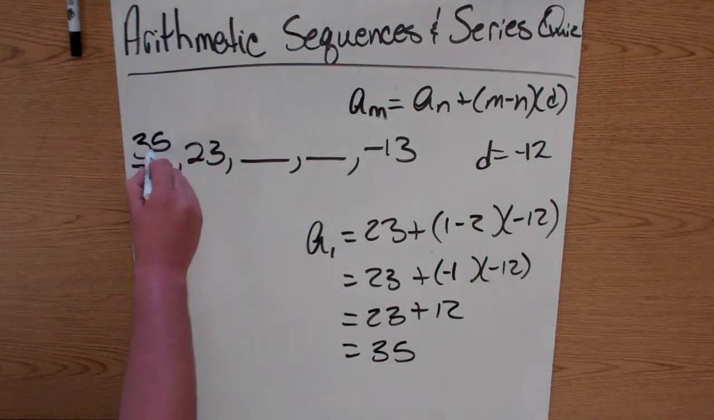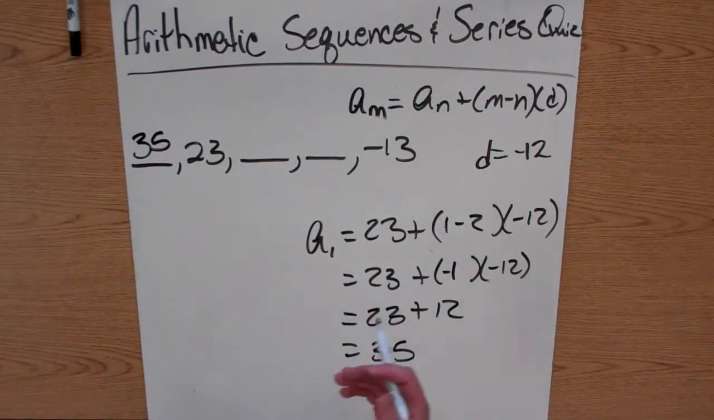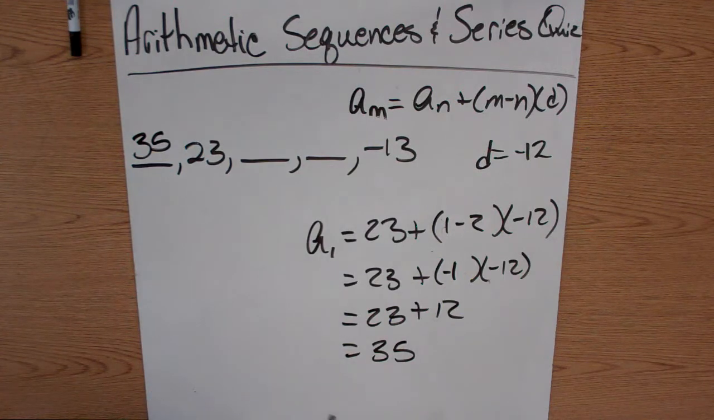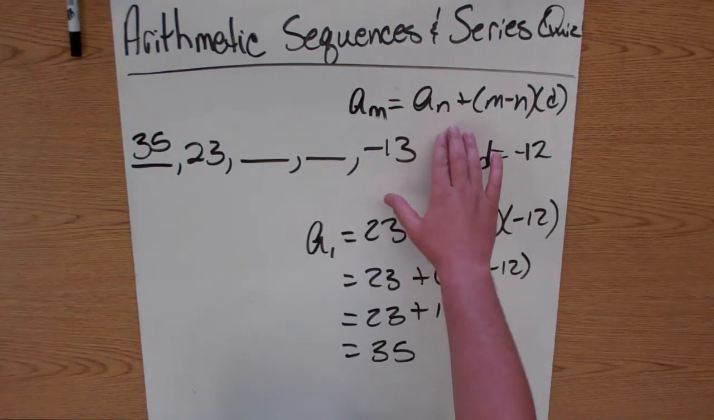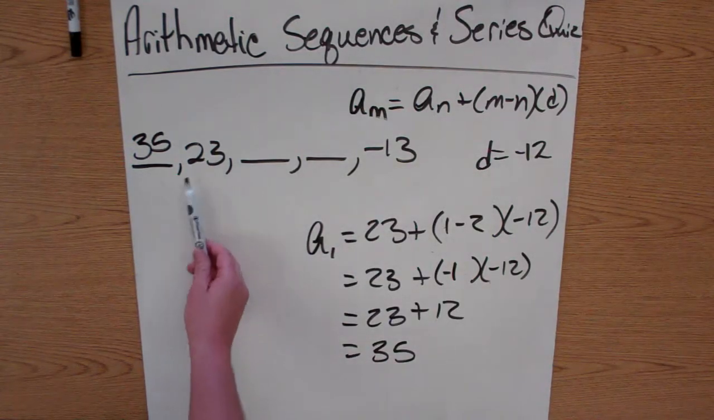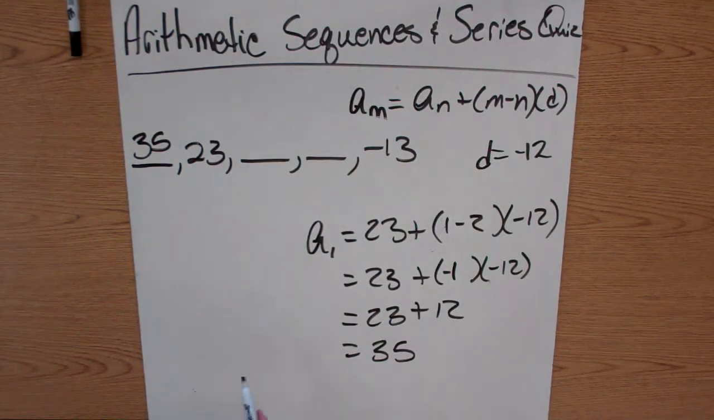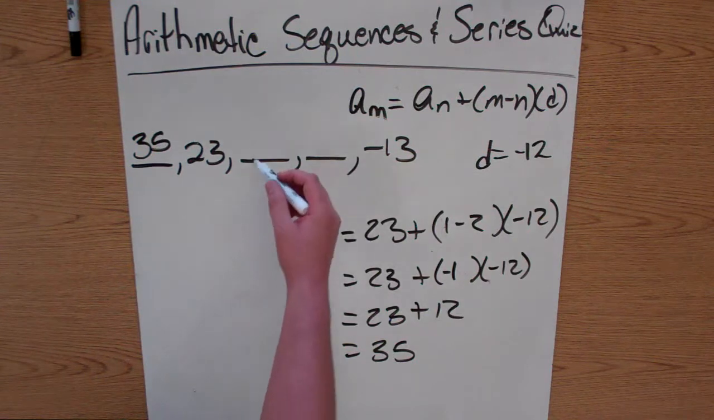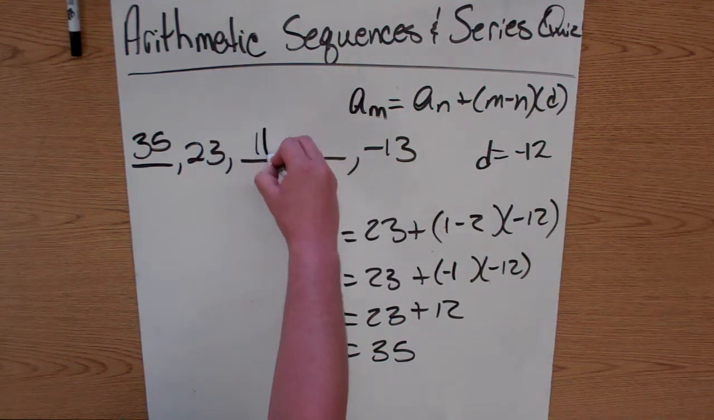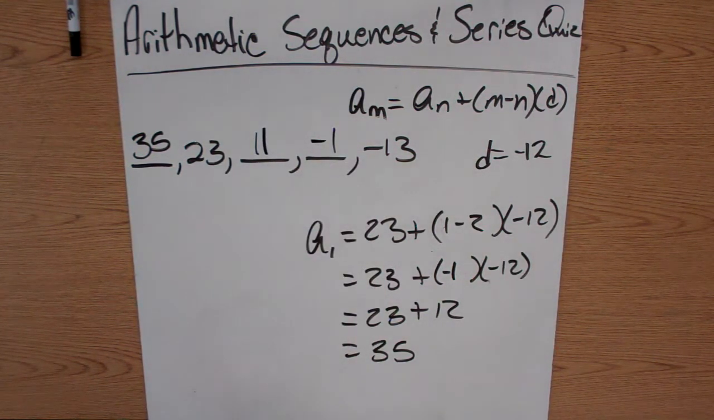The reason I did it this way is because it might not be nice. You might have other terms and need to find your first term. So you need to know how to work this formula. Because as you can see, if you just add 12, you still get it. So now for the rest of them, I'm just going to subtract 12 from 23 and get 11. And then that's negative 1.